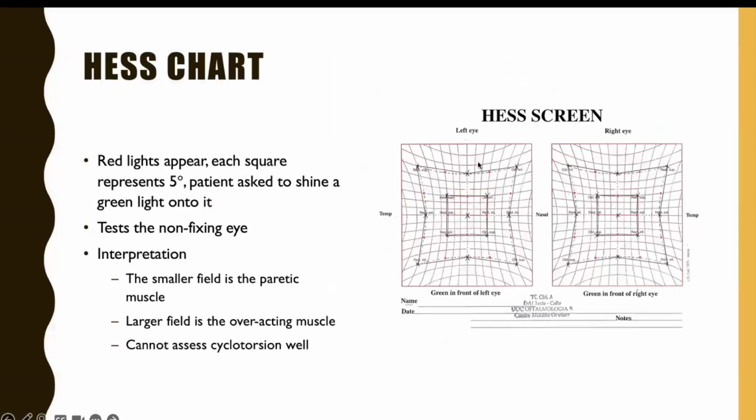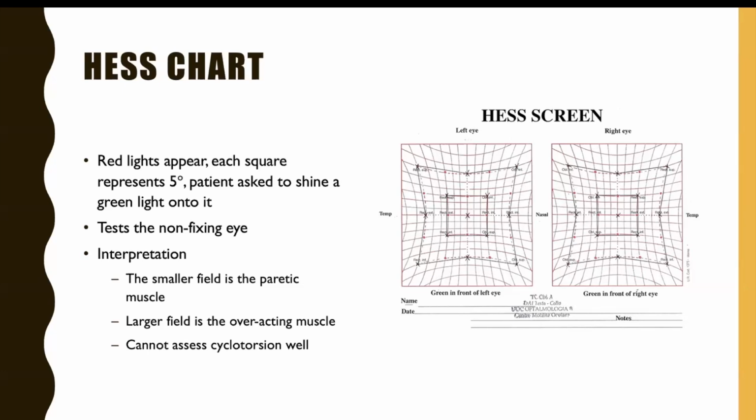The Hess chart, the way that this is done is you essentially put, so for example, when you're testing the eyes, you're testing the non-fixating eye. So each square represents 5 degrees, and when you're fixating with your right eye, for example, there'll be a green light. You have a green light, you've got a green laser, and then a red light will appear.